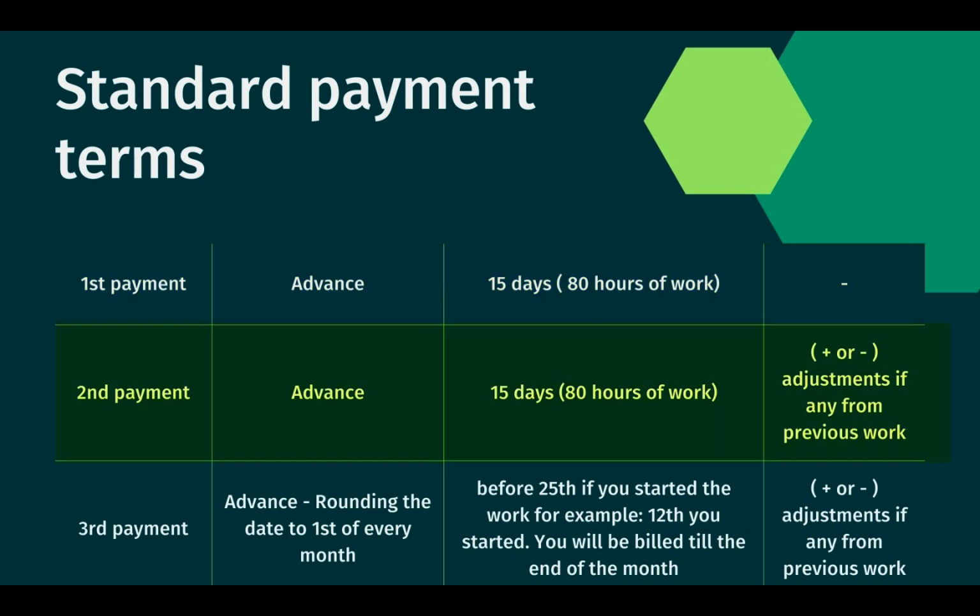Stage 2, after the first 15 days, an invoice is generated on behalf of the service provider to the client. The client pays for another 80 hours of work in advance. The client also adds or subtracts the actual hours worked from the previous invoice.